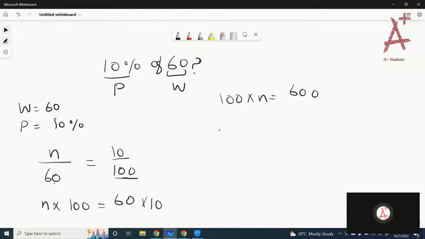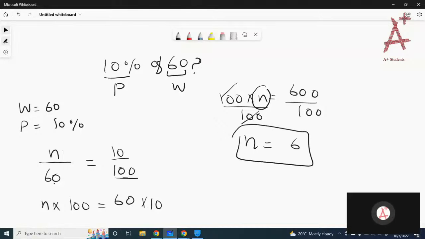Now 100 is multiplying with n, you have to just find the value of n only. That means you have to remove 100 from here. So when you shift the 100 to the other side, it would be divided. That means you have to divide both sides by 100. So hundreds cancel out each other. You are left with n equals 6. That means 10% of 60 is 6. 10% of 60 is 6.